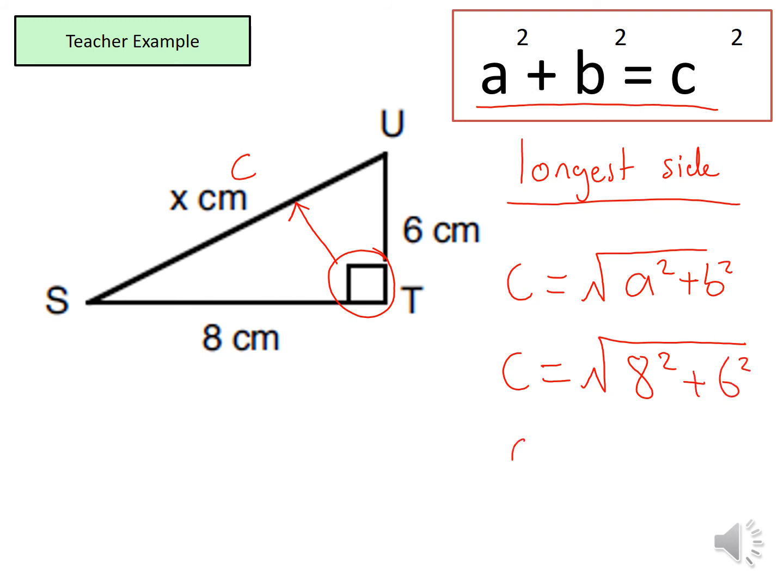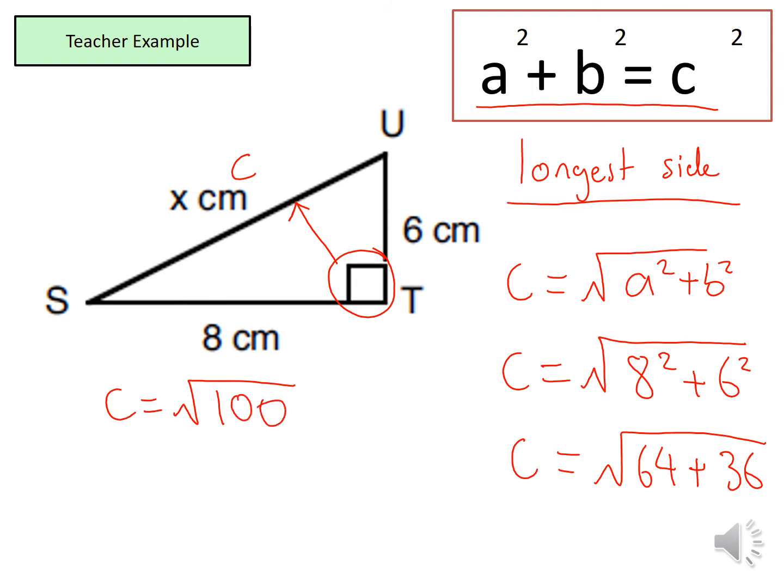Now let's find out what they are. C equals the square root of 8 times 8, which gives you 64, and 6 squared gives me 36. Now we add them up, and C equals the square root of 100. Now we find what the square root of 100 is. That gives me C equals 10. We need to remember our units, centimeters. So the longest side for this example is 10 centimeters.